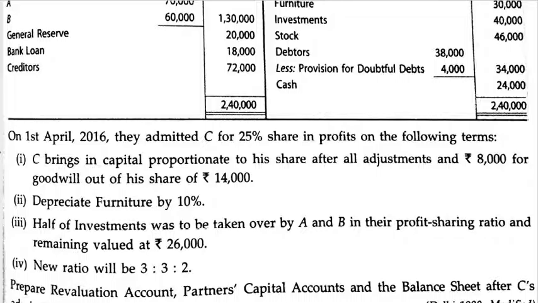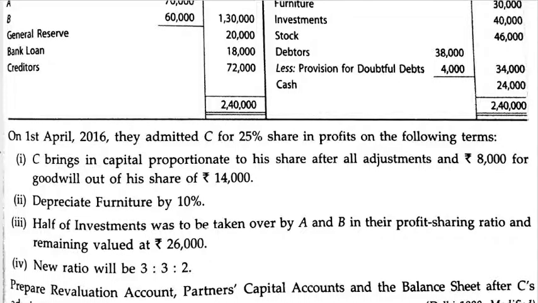Then half of investments, means 20,000 investments, was to be taken over by A and B in their profit sharing ratio. Which profit sharing ratio? Friends, this balance sheet is before the admission of a partner, and before the admission, anything which belongs to old partners is in the old ratio. So this half of investments that have been taken over by A and B will be in the old profit sharing ratio, and the remaining half to be valued at 26,000.